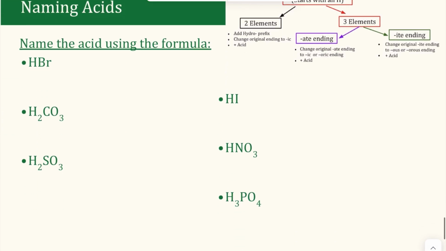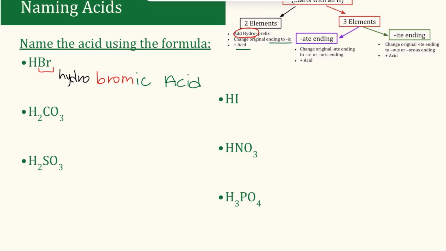All right, if you want, go ahead and give some of these a try on your own. Otherwise, try them with me. Looking at these and naming the acids, I've got HBr, those are 2 elements. So I'm going to look at what is my negative ion. So I have bromine. I'm going to add the hydro prefix. So I've got hydro, and then I get rid of the original ending and change it to ic. So I'm going to get rid of that ine, adding that IC ending, and then I say acid. So hydrobromic acid is HBr.